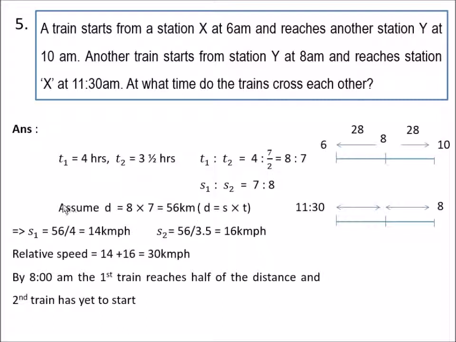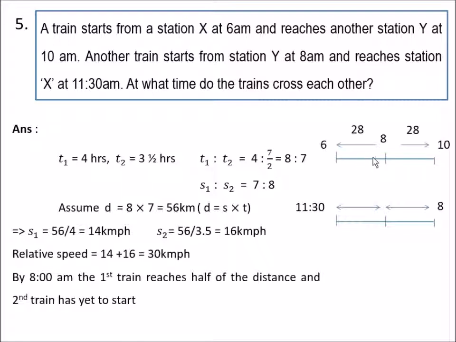So now if you find out the speeds of the respective trains, that is S1 is equal to 56 kilometers by the total time taken, that is 4 hours, which gives 14 kilometers per hour. And similarly for the second train, speed is equal to 16 kilometers per hour. So the relative speed is equal to 30 kilometers per hour, as they are traveling in opposite direction.